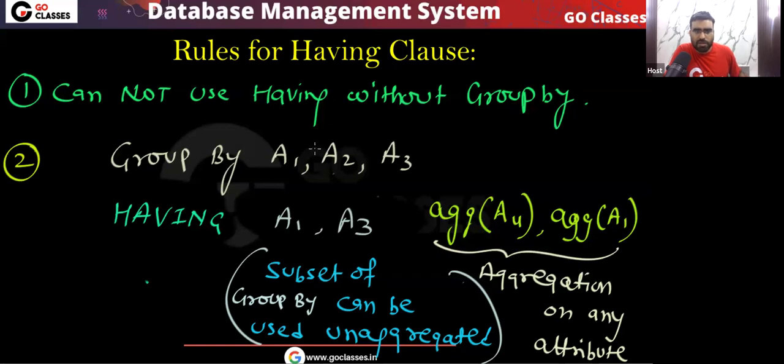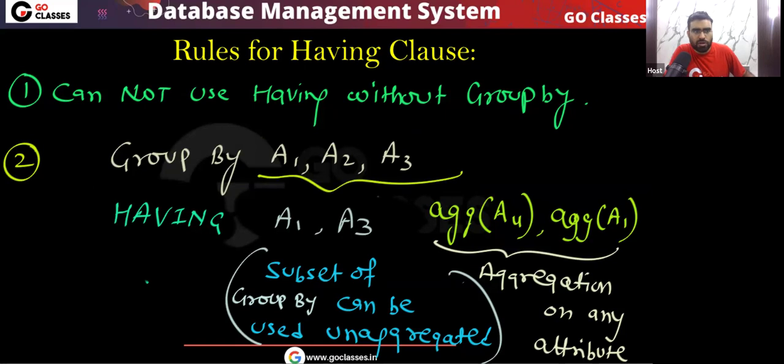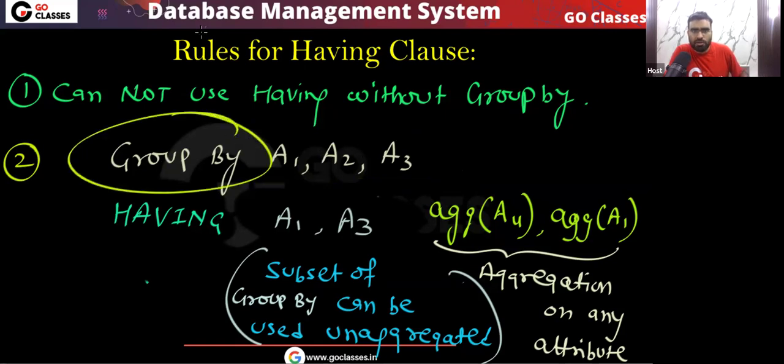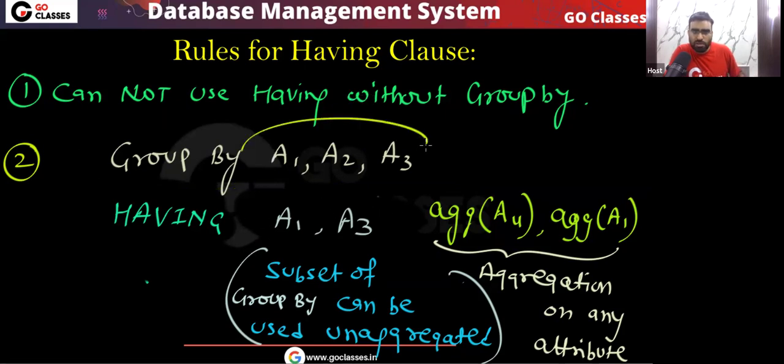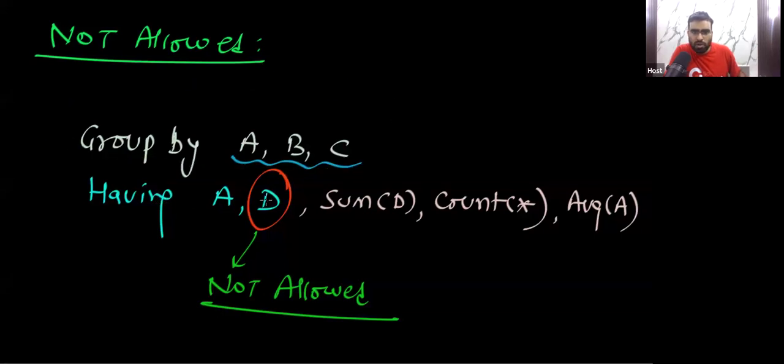So very simple point. Remember, in the group by we will put the list of attributes. And here you can see in the having clause the subset of attributes you can put, and the aggregation you can put. Okay, is this clear? So here you can see group by ABC. This is not allowed because in the having we cannot put D, because this D is not here. I hope this point is clear.